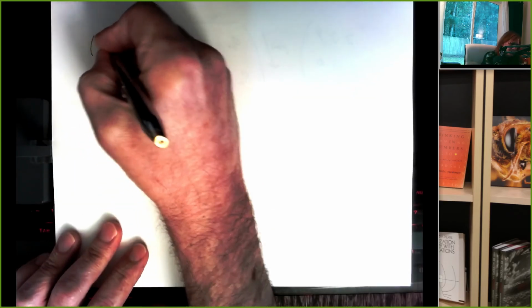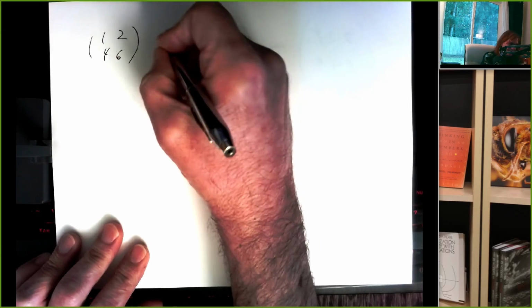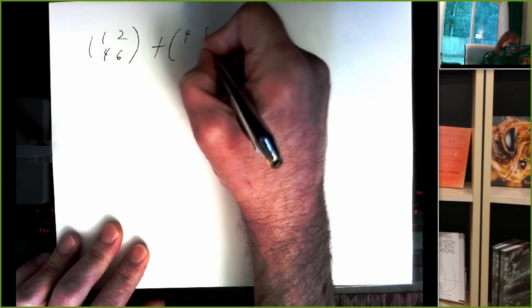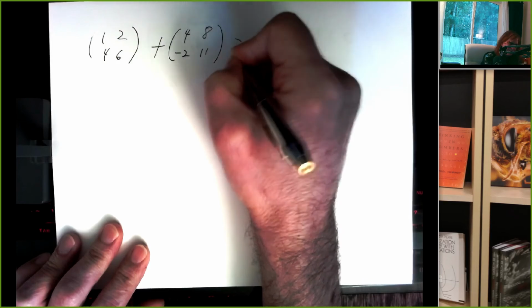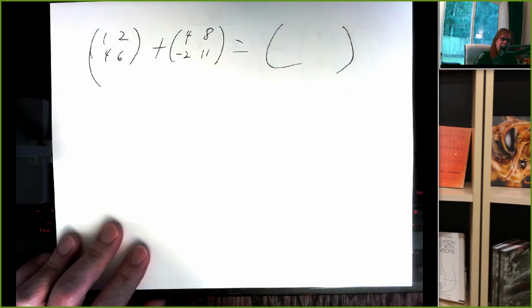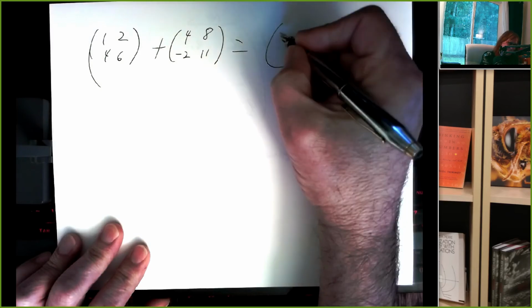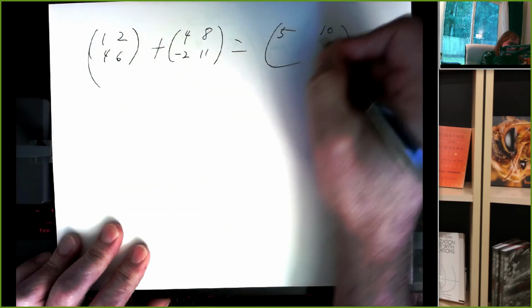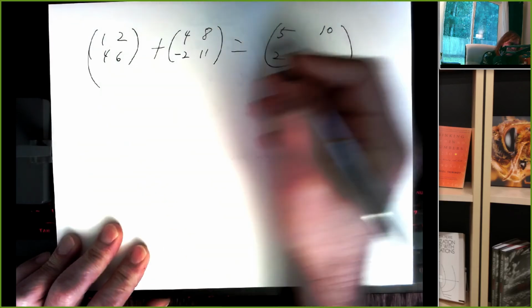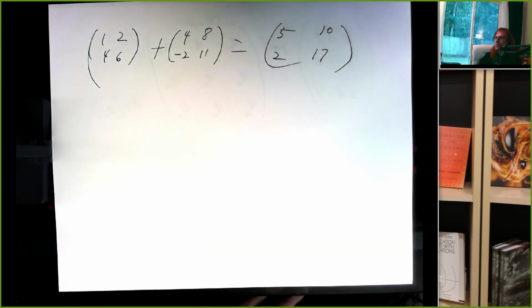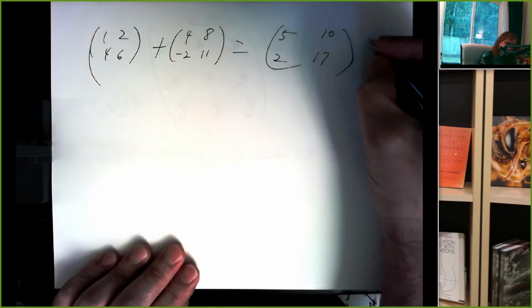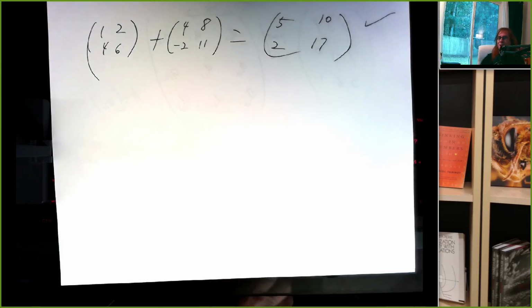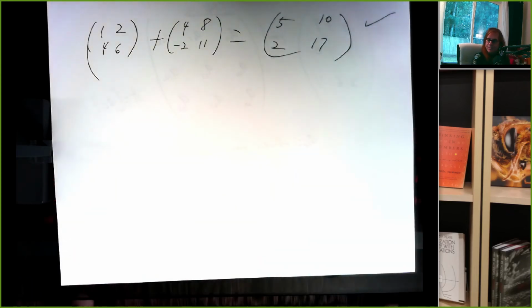So here's one matrix: 1, 2, 4, 6. Here's another matrix: 4, 8, negative 2, 11. And if I want to add these together, I just add element by element. 1 plus 4 is 5, 2 plus 8 is 10, 4 plus negative 2 is 2, 6 plus 11 is 17. There's my addition of matrices. And subtraction exactly the same way, just subtract element by element. So addition and subtraction, pretty straightforward. Multiplication is a different story.